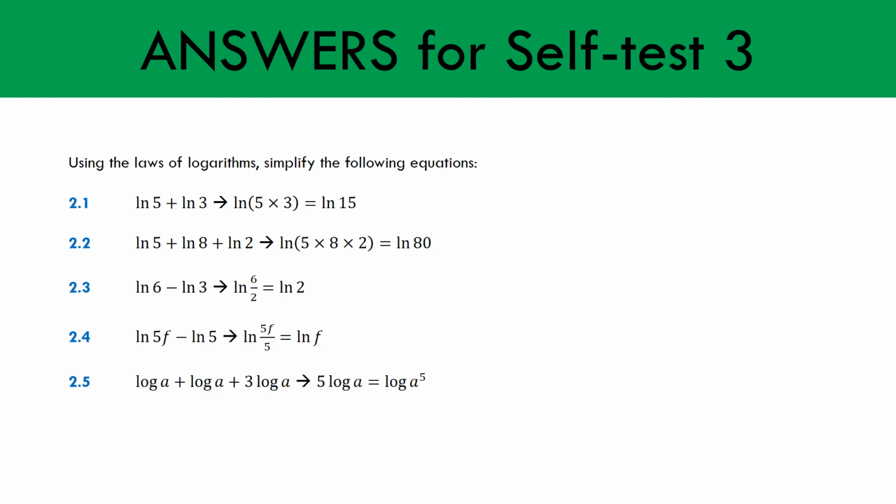Log a plus 3 log a. We collect all of the like terms here to give us 4 log a, which we know is equal to log a to the power of 4. Log b plus log b squared is equal to log b times b squared. Collect those like terms, and that's equal to log b cubed.